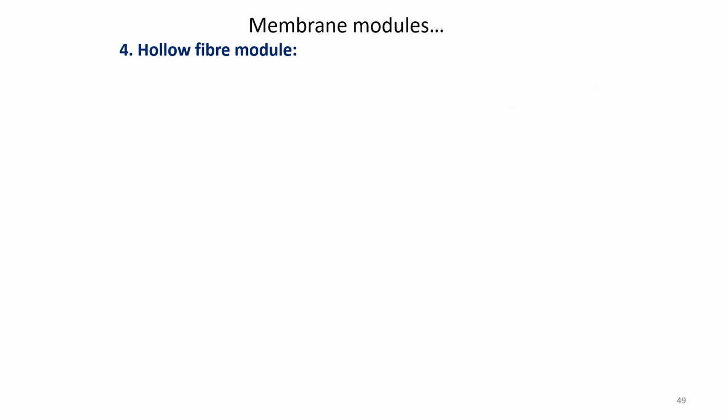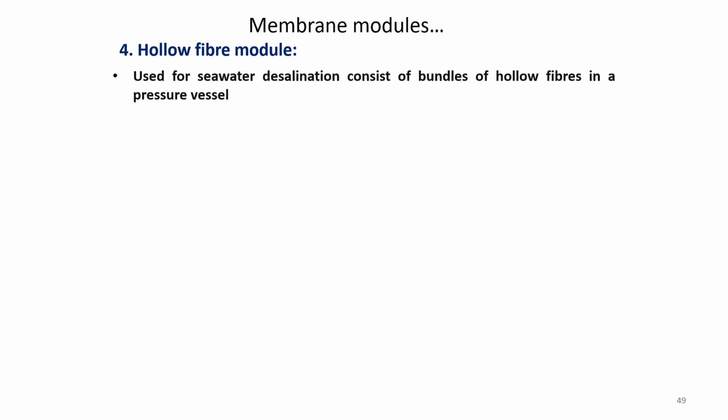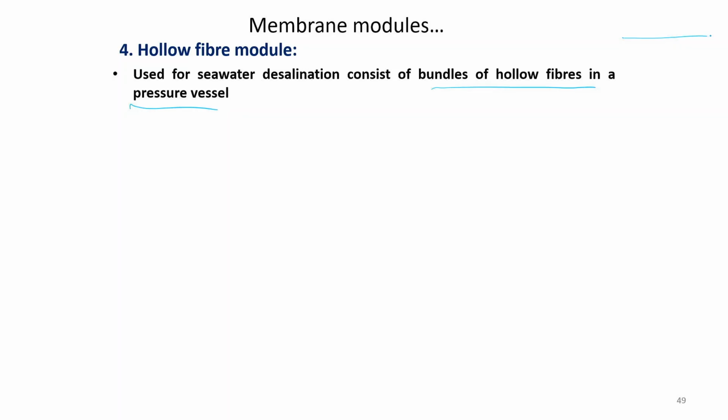Next system is the hollow fiber module. Here we can use this type of module for removing the salt, desalination of sea water. It consists of a bundle of hollow fibers in a pressure vessel. So, the hollow fibers are arranged in a pressure vessel.